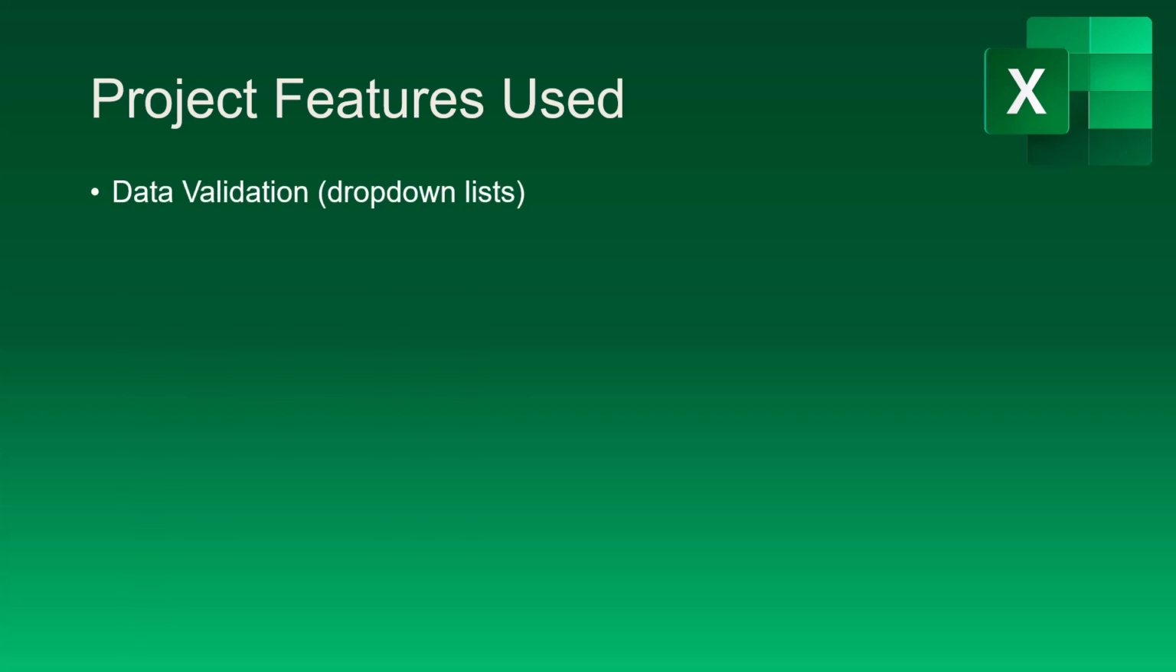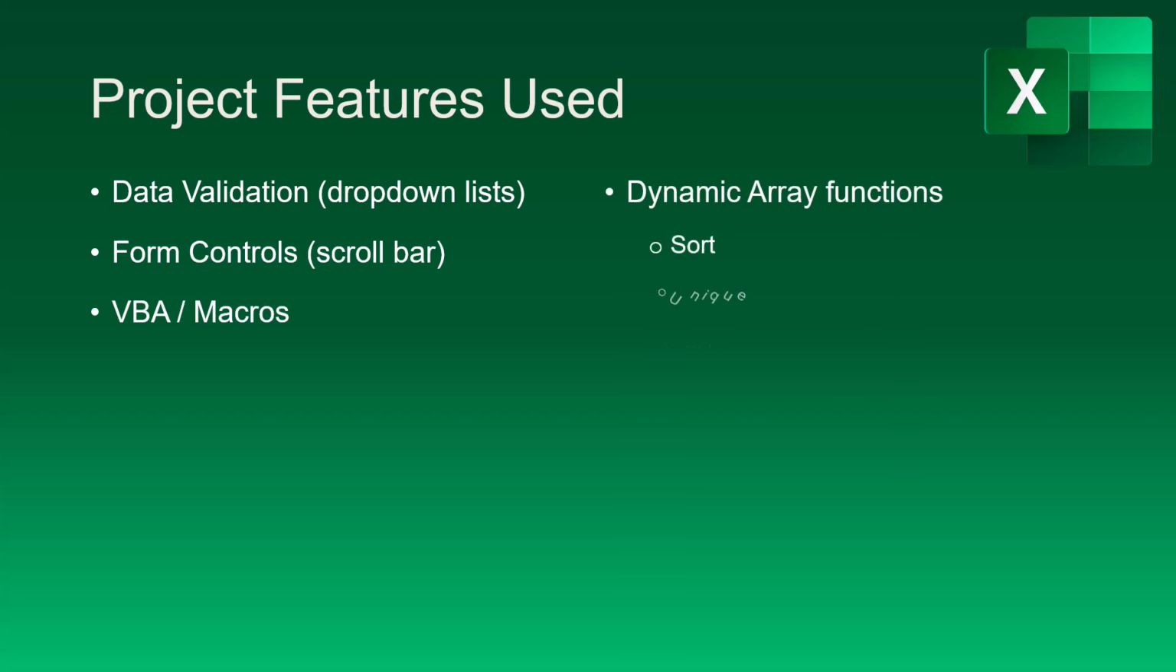We'll be using some data validation to build our drop-down lists, some form controls for the scroll bar, a little VBA macro coding to control that scroll bar more effectively, and then a series of dynamic array functions like sort, unique, filter, drop, take, sequence, and choose columns.